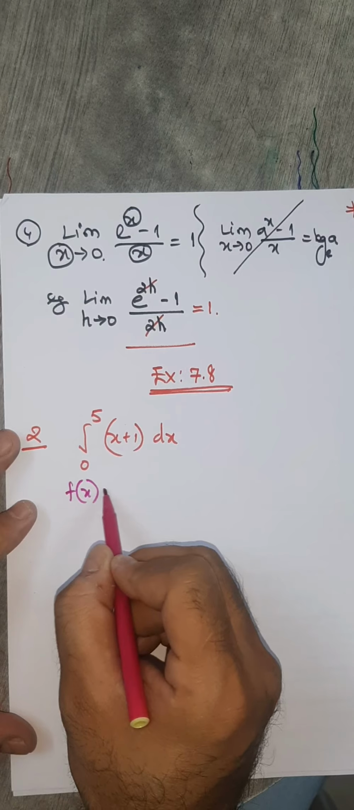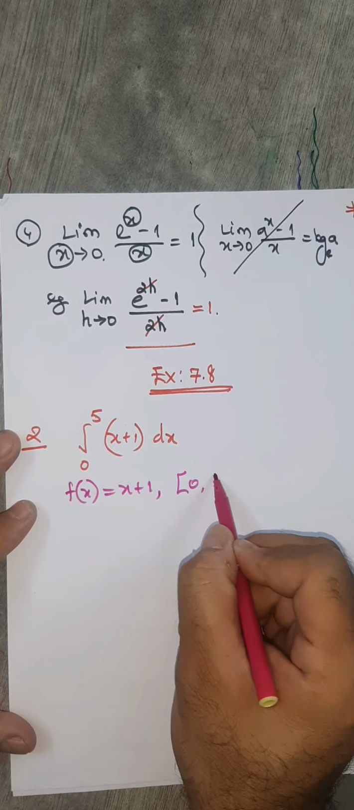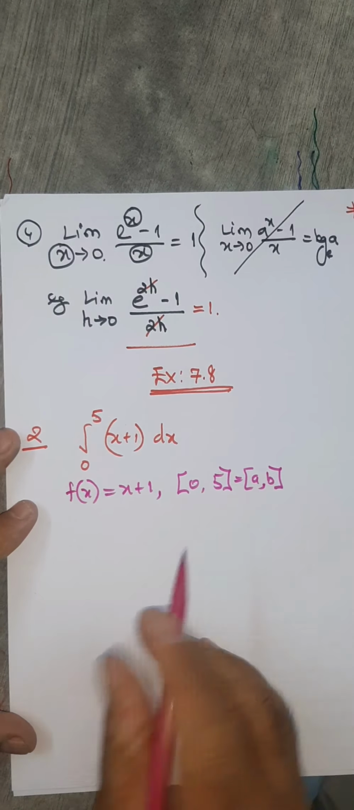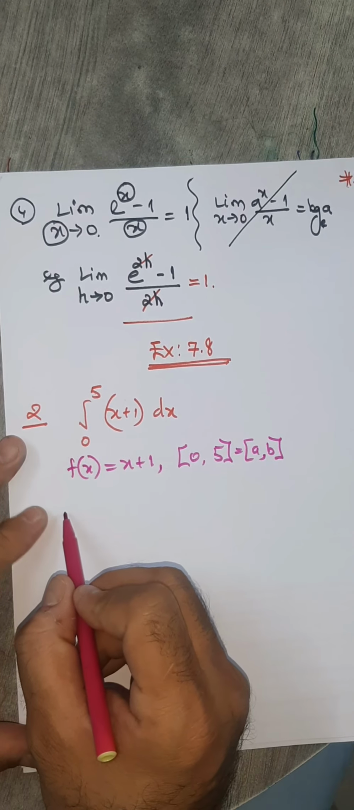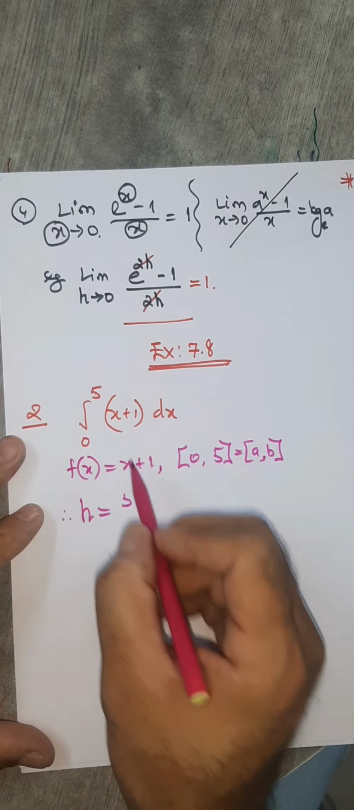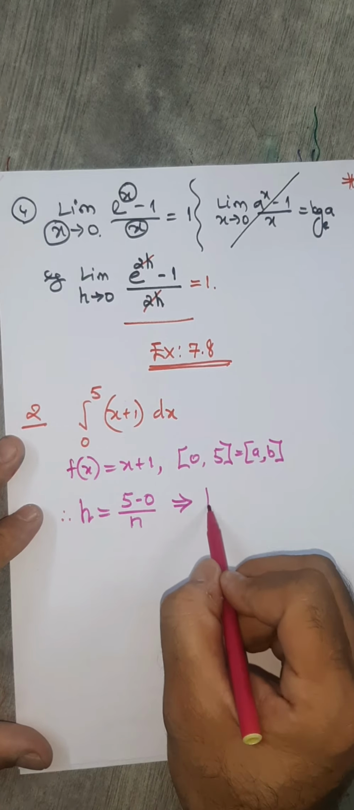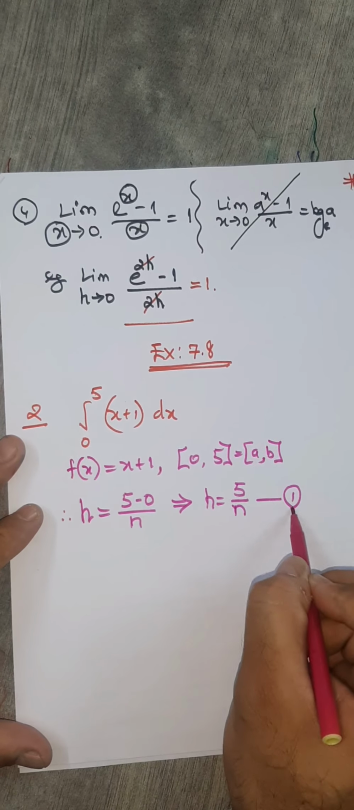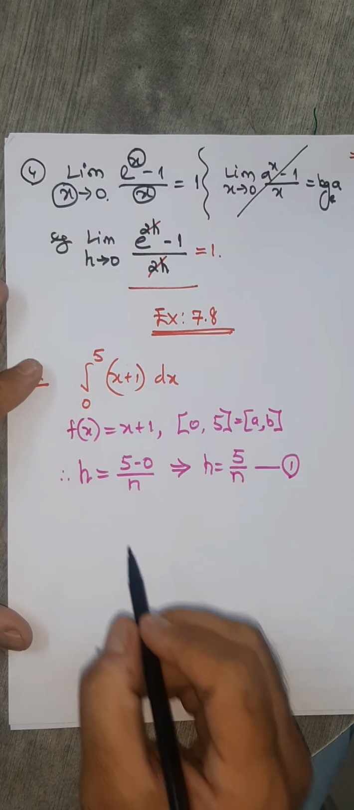So which function are you given here? X plus 1. From where to where? 0 to 5, remember. So this is like a closed interval AB, and the function is defined on this closed interval. A is 0, B is 5. I'll write h first here. Therefore h is equal to (b minus a) by n, the length of this interval, 5 minus 0 by n. So h is equal to 5 by n. Keep this in mind, I'll call this equation 1 because later on I'll use it. In every question we'll use this concept, remember.